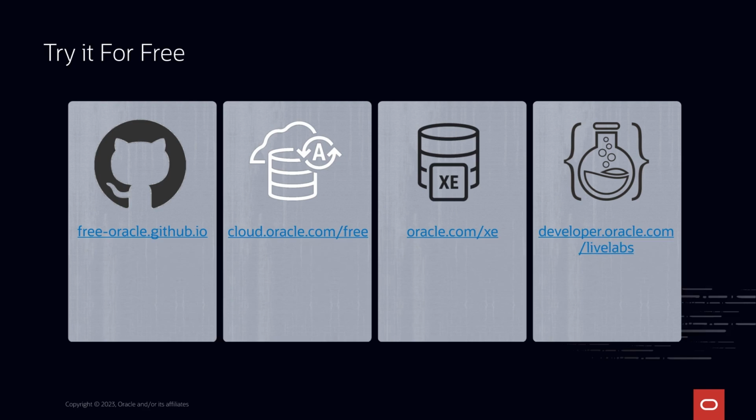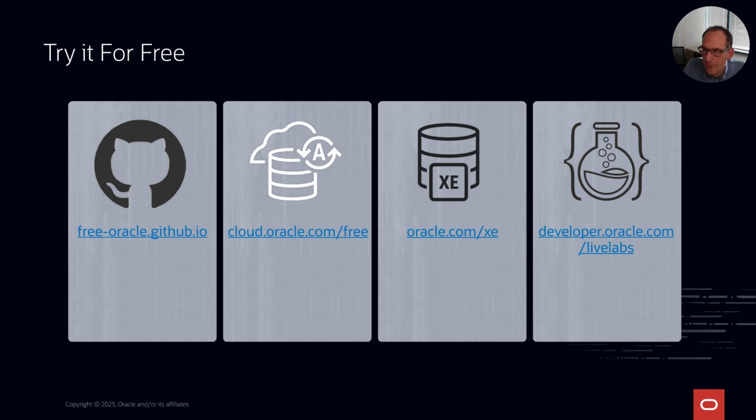This is very interesting. If you want to start and take a look at JSON capabilities today, the 19C database is excellent, either on-premise or on the autonomous database. And there are some links here. You can go to GitHub or to our cloud to get a free database like the one I demonstrated. There is our Express edition. And last but not least, we have Live Labs.